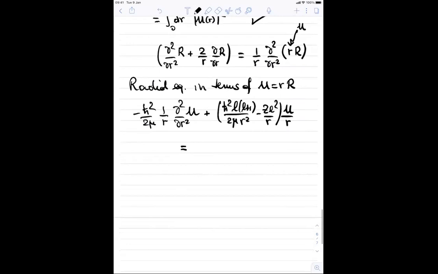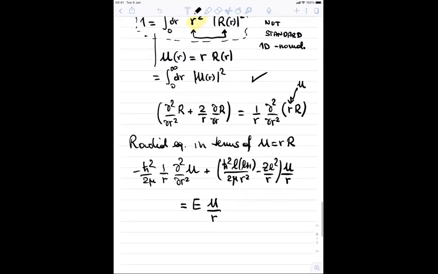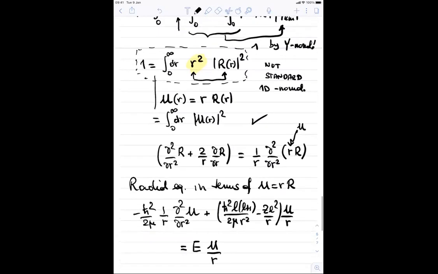E times the function r, which is u divided by r. Okay? And now you see, beautifully, that there is a factor 1 over r everywhere, which is a spectator again. Fantastic. I get rid of it.